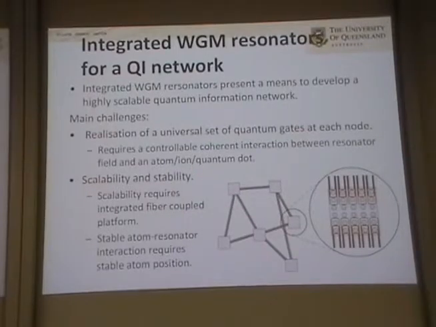And you need scalability and stability. Right? Scalability means essentially the platform, the architecture. You want to have a silicon chip-based, probably, or at least chip-based, microfabricated, fiber-coupled sort of device. And you want to have a stable interaction between your atom, or artificial atom, and your resonator. So the atom has to be in the same position. This turns out to be a big problem for the kind of experiments I'm going to talk about.